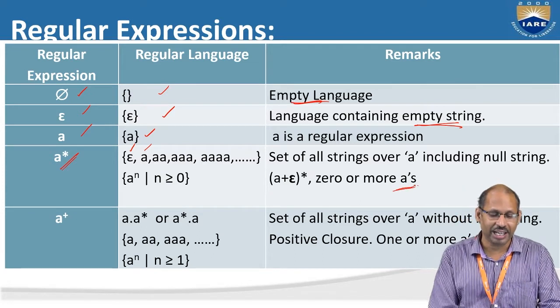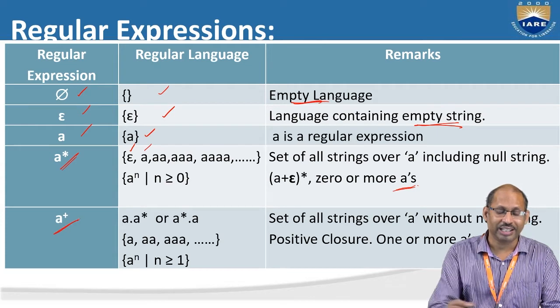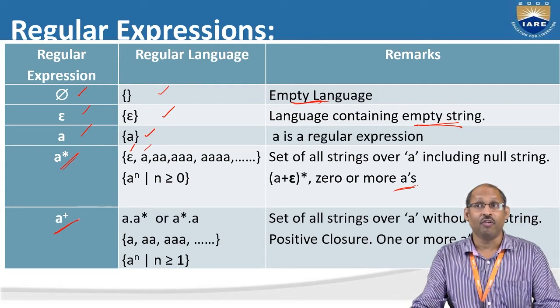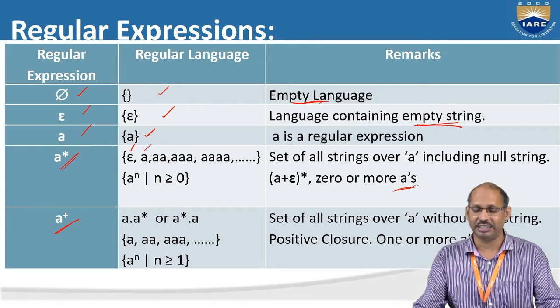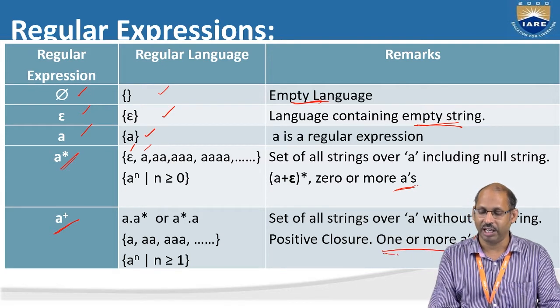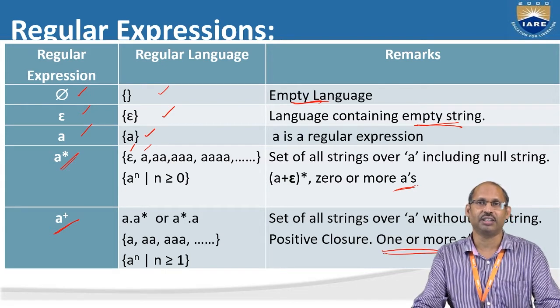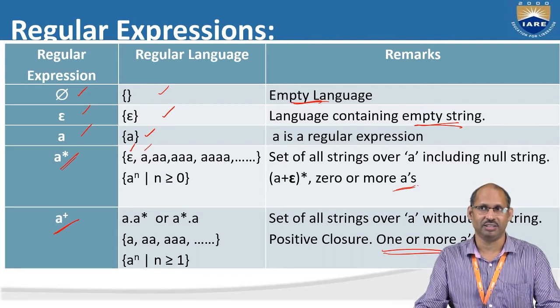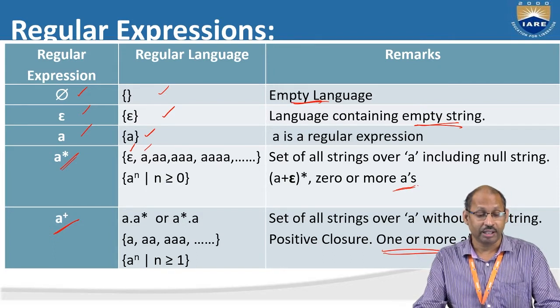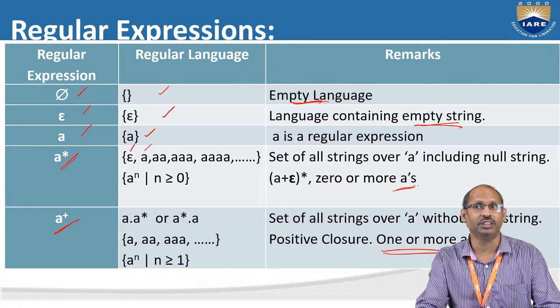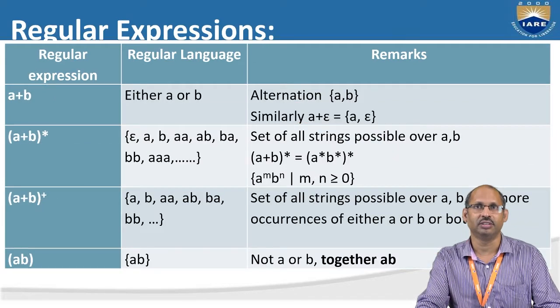Then A plus. Here A plus says that one or more occurrences of the A symbol. That is the regular expression. For positive closure, what does it mean? One or more occurrences of symbol A.